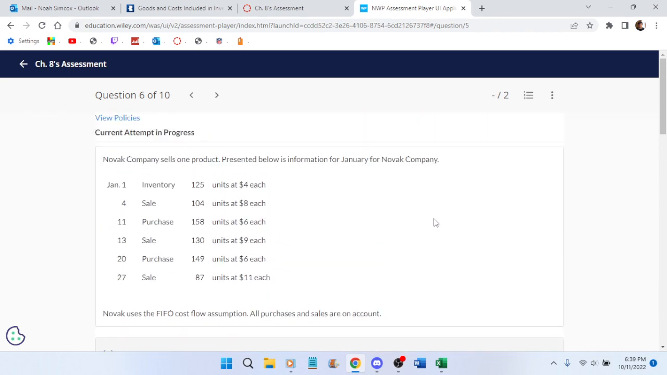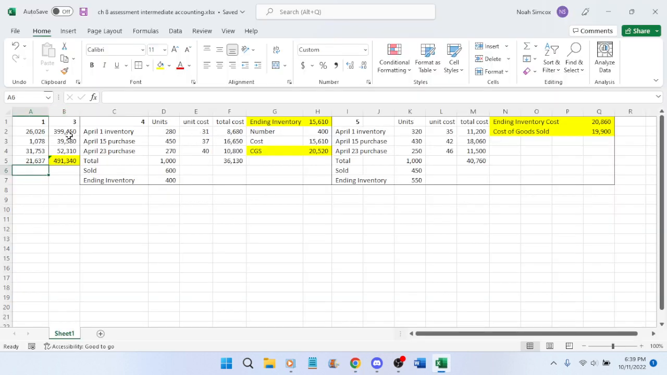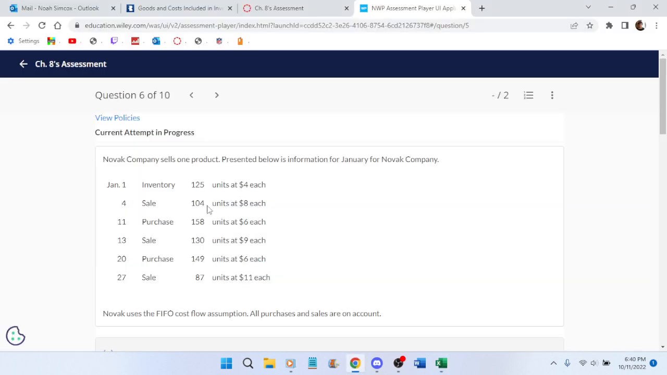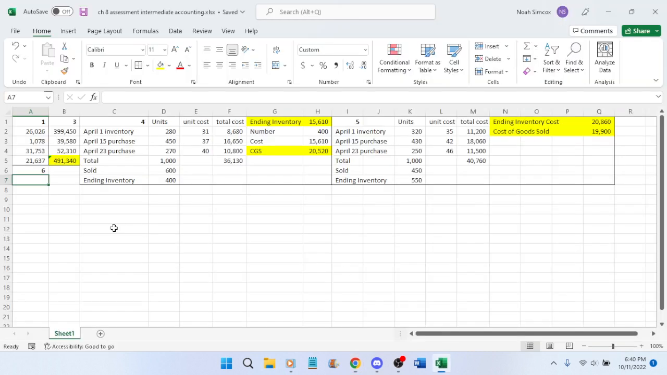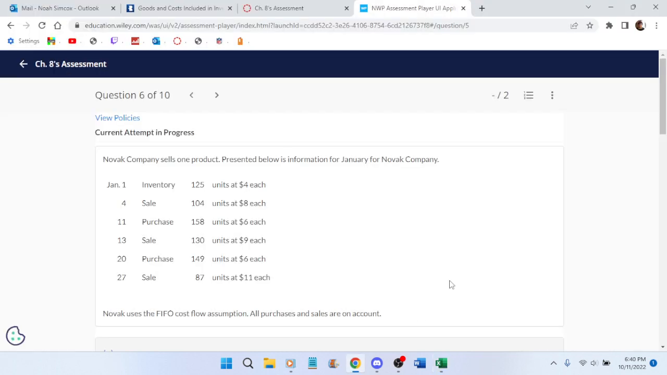What is the amount? I have to calculate it. Question 6. So they sold 104 times 8. 104 times 8. So 832.